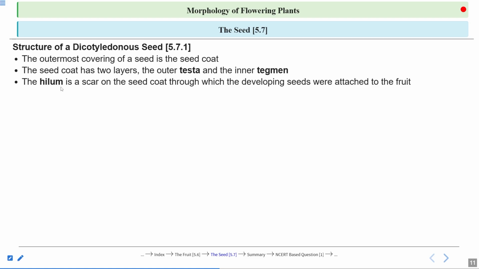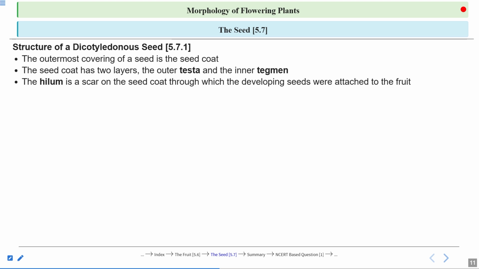There is one structure that is called the hilum. When you see the seed, take the chana seed today and try to see all these things. Hilum is a scar on the seed coat through which the developing seed was attached to the fruit. Actually, where were these seeds attached? In the last class we read about the placenta. The seeds are attached inside the ovary, either to the central axis, the wall of the ovary, or the margin of the ovary, right? So how are they attached? With the help of the placenta. They are attached to the placenta.